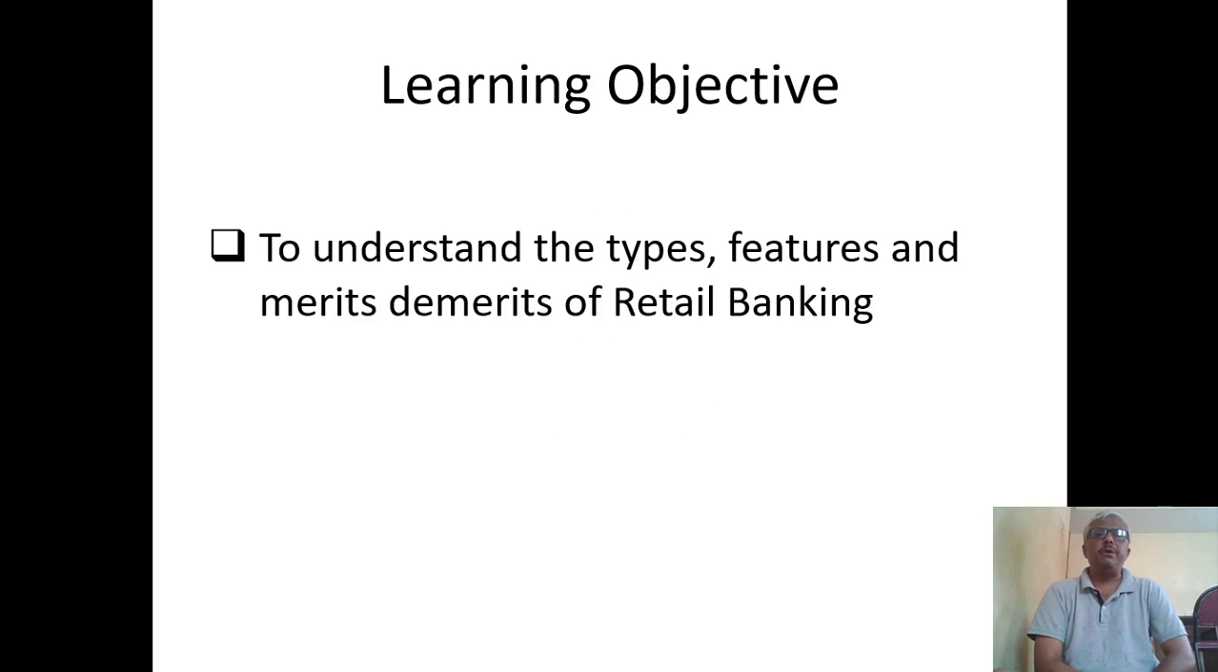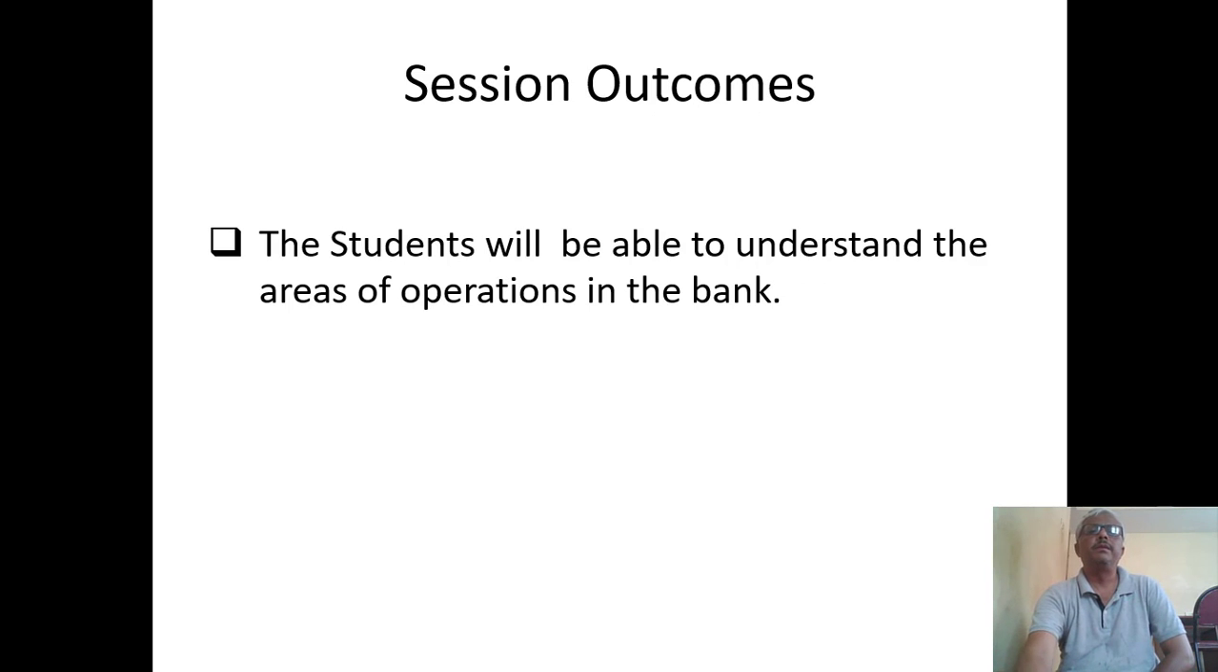The learning objective of this topic is to understand the types, features, merits and demerits of retail banking. Students will be able to understand these matters by the end of this session. The session outcome is that students will be able to understand the areas of operations in the bank after understanding the retail banking system.